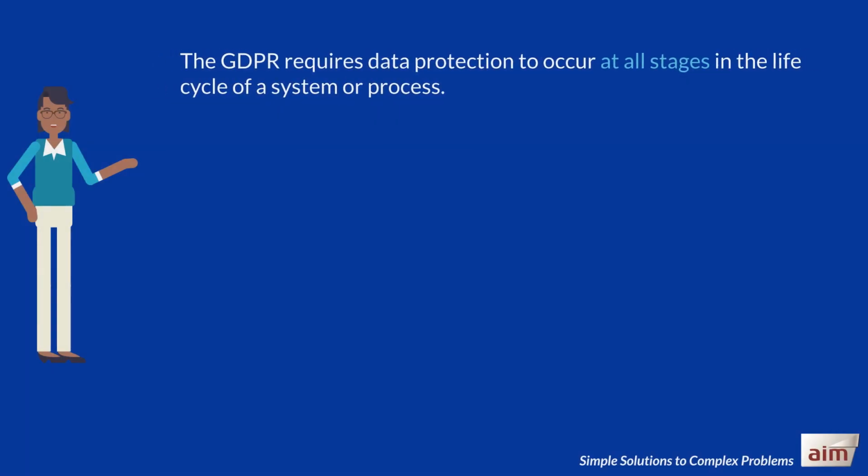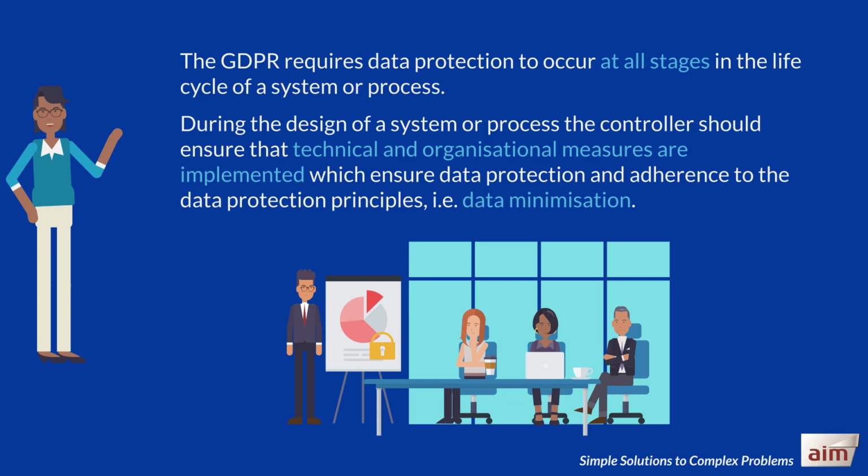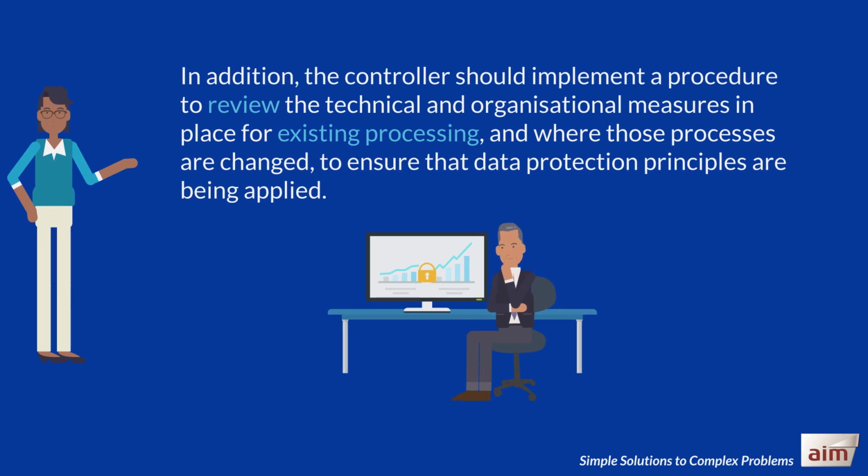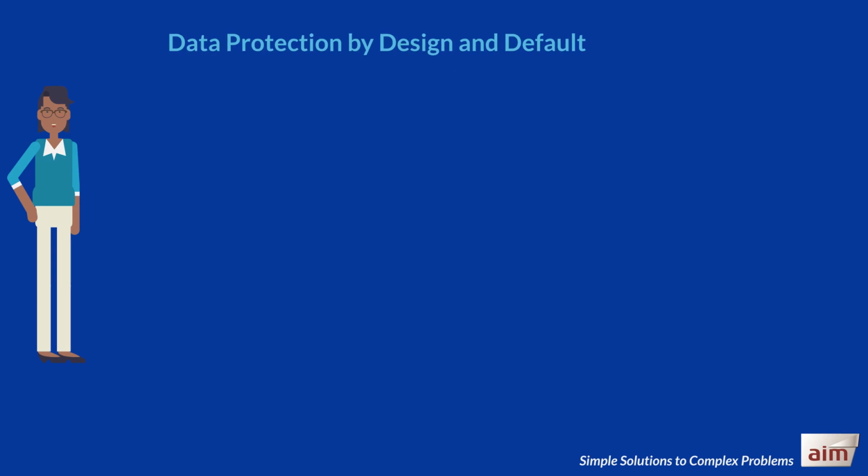The GDPR requires data protection to occur at all stages in the life cycle of a system or process. During the design of a system or process, the controller should ensure that technical and organizational measures are implemented, which ensure data protection and adherence to the data protection principles, i.e. data minimization. In addition, the controller should implement a procedure to review the technical and organizational measures in place for existing processing, and where those processes are changed, to ensure that data protection principles are being applied. Data protection by design and default.